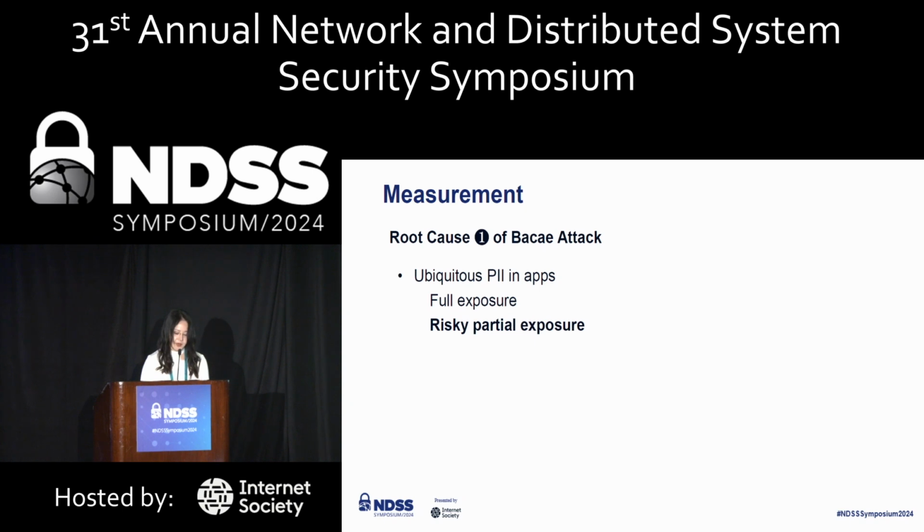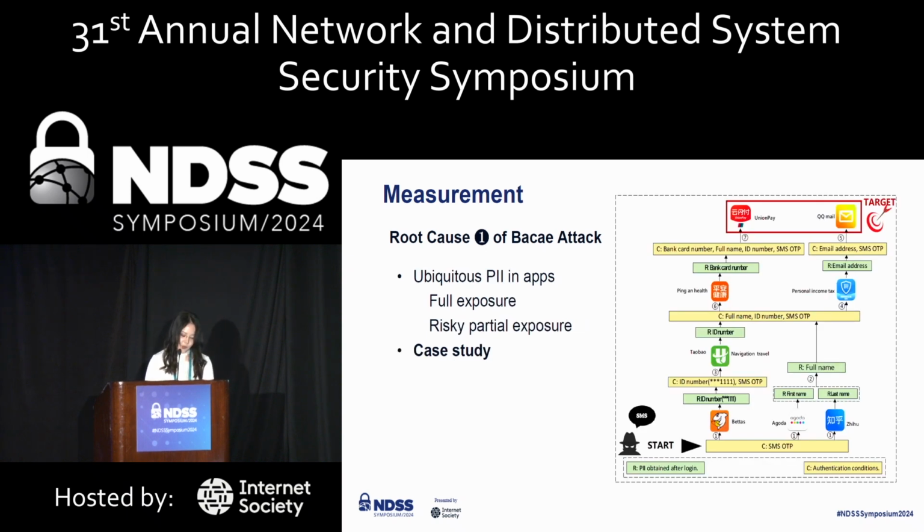Some apps mask parts of the information displayed on UIs. However, because different apps adopted different masking strategies, an attacker could stitch the pieces of PII together into full. For example, with the last name displayed in one app and the given name displayed in another app, an attacker can obtain the full name. Here, I will present a real-world case study to demonstrate the impact of this issue.